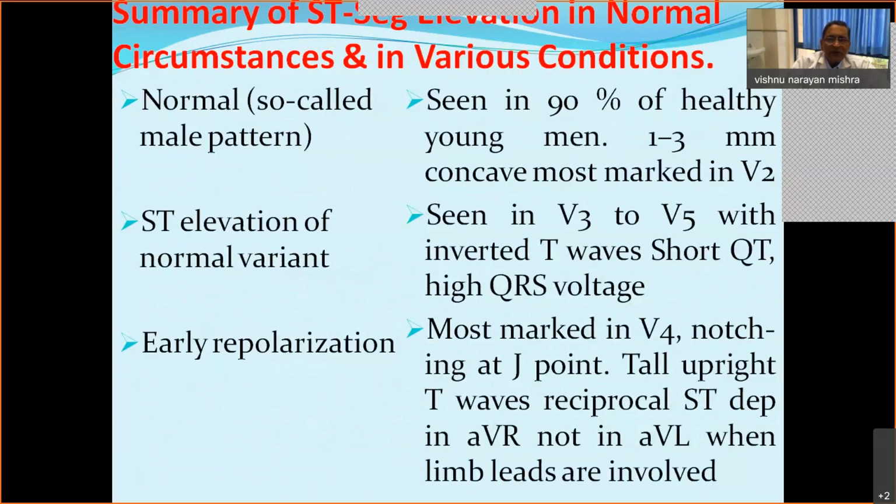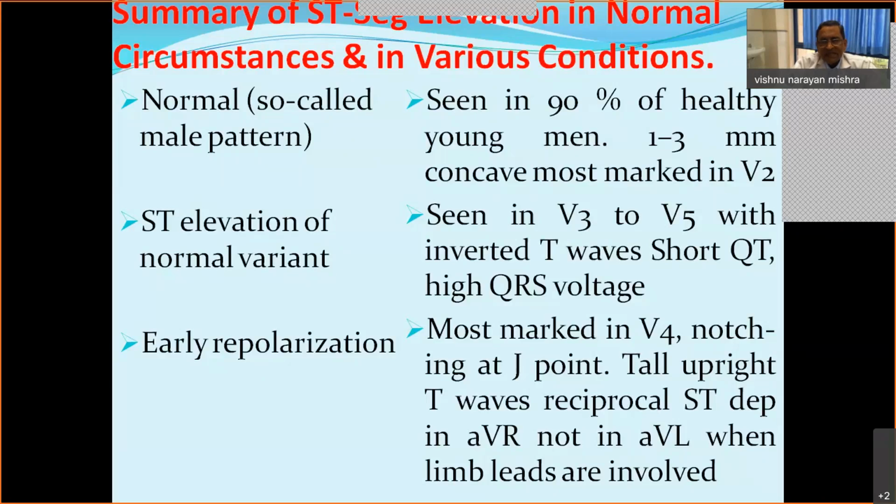Now coming to the summary of ST segment imitators. The normal so-called male pattern is seen in 90% of healthy young men: 1 to 3 millimeter concave ST elevation, most marked in V2. I told you in the very first slide that up to 90% of healthy young individuals may have 1 to 3 millimeter concave ST segment elevation, especially in lead V2, which should always be kept in mind, because this is what is known as the normal male pattern.